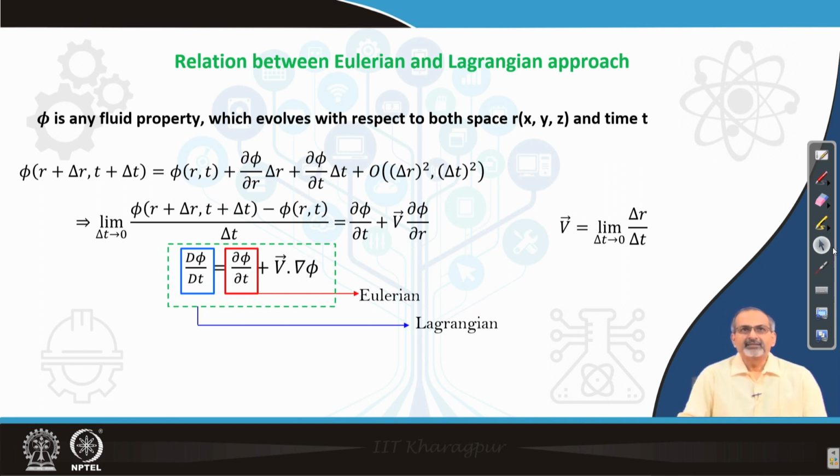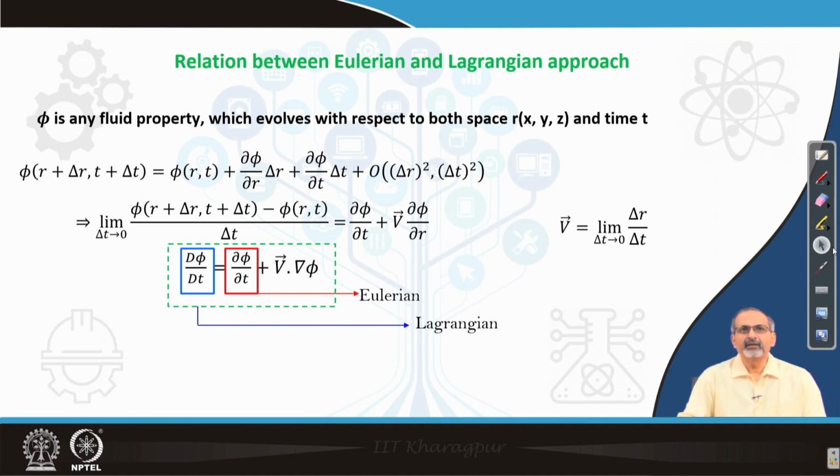If you look at the mathematics, we may be interested to look at the relation between Eulerian and Lagrangian approach, and then how does it work out? Let us say phi is any fluid property which evolves with respect to both space and time. The location of the point at which we are monitoring phi, let us say it is given by its components x, y, z. So, it is basically the position vector, and there is a velocity vector existing in the flow field which advects the property phi.